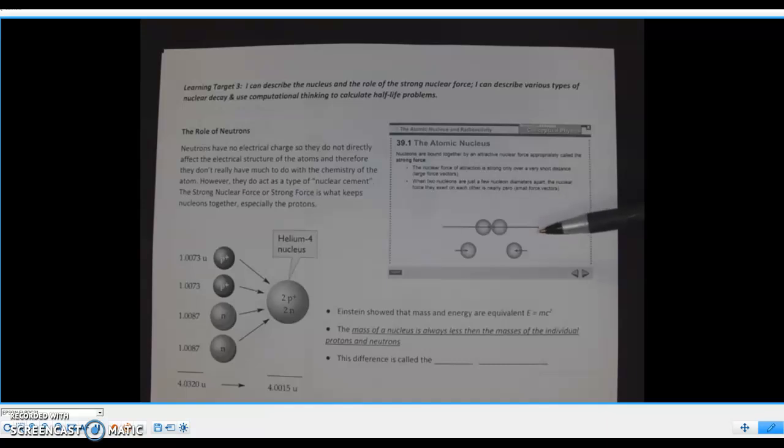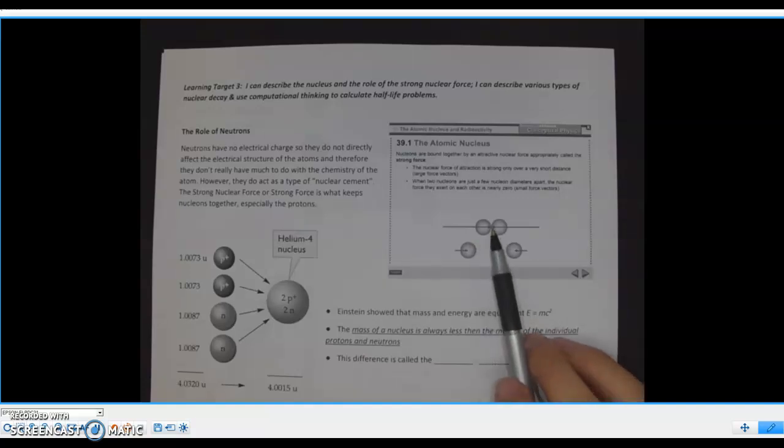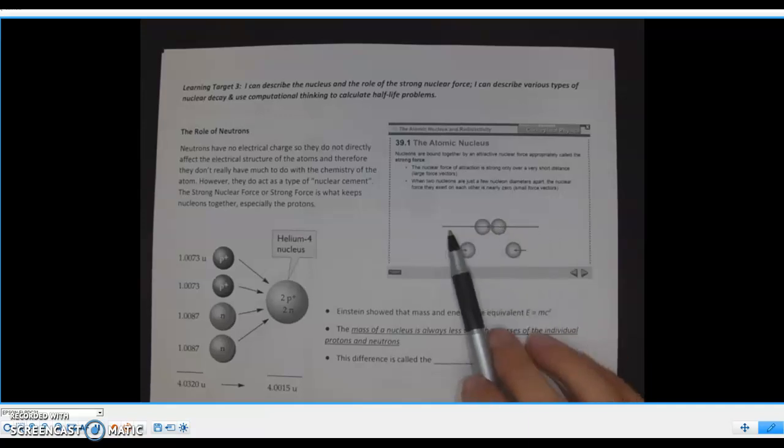So neutrons are neutral. We don't have that attraction or repulsion, but there's still the strong force there for them as well. So all nucleons will have a strong force holding them together, and the strong force is very dependent on the distance between them. If they're close together, we have a very strong force holding them together, but the further apart they are, the significantly weaker that force is.